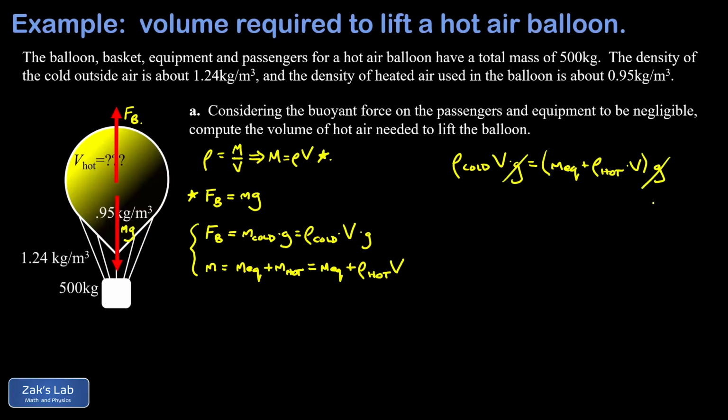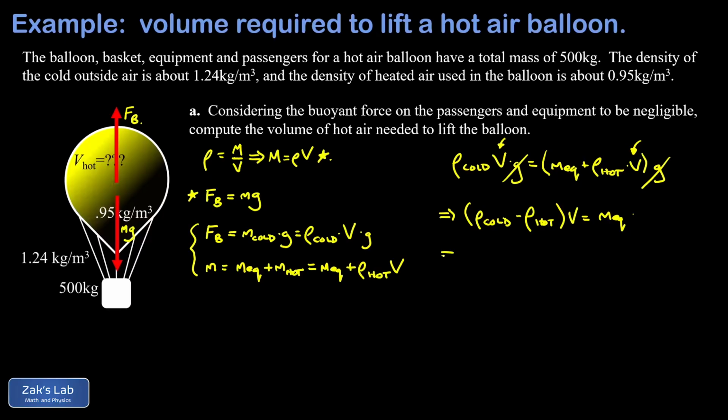And I noticed there's two places where the unknown volume of the balloon occurs. Once over here on the left-hand side where it was involved in the calculation of buoyant force, once over here on the right-hand side where it was involved in the calculation of the mass of the hot air. So we subtract that term on the right-hand side, moving it over to the left, and we'll factor a V out on the left. This leaves me with rho cold, the density of the cold air, minus rho hot, the density of the hot air, multiplied by V. And on the right-hand side, we're left with M for the equipment.